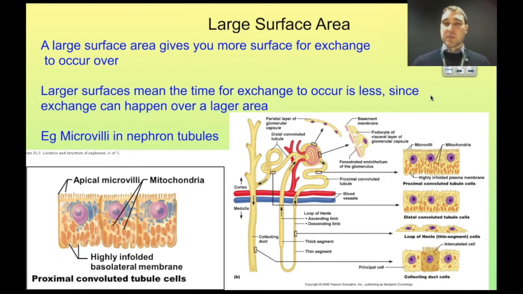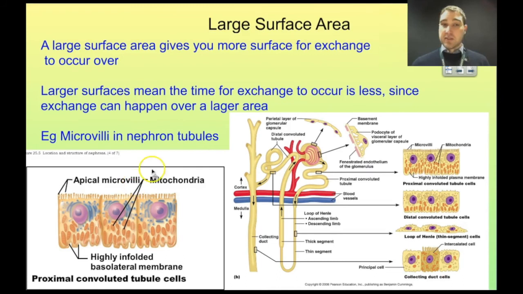All the exchange surfaces we've talked about also have a large surface area. The larger the surface area, the more area you have for the exchange to occur over. There's multiple examples of these. If we looked at your lungs, for example, each lung is about the size of a tennis court if you could spread it out. Your small intestine is about the same size, again, a tennis court. So that's a huge area for exchange to occur over.